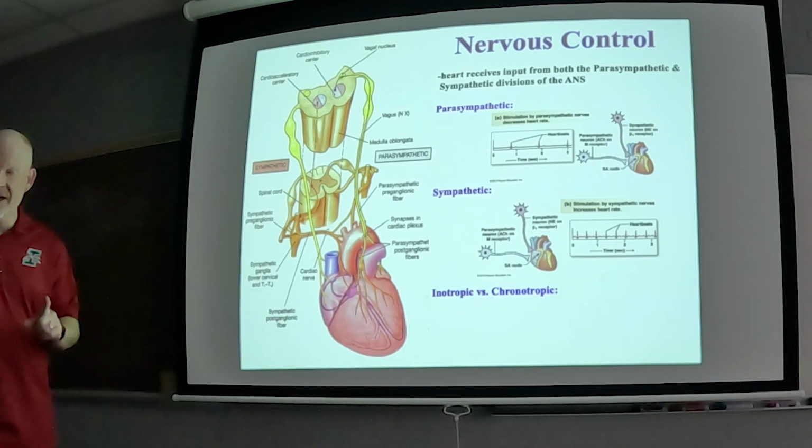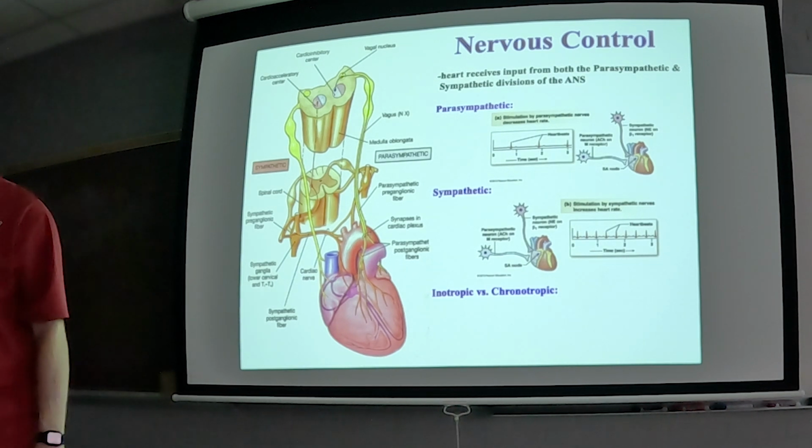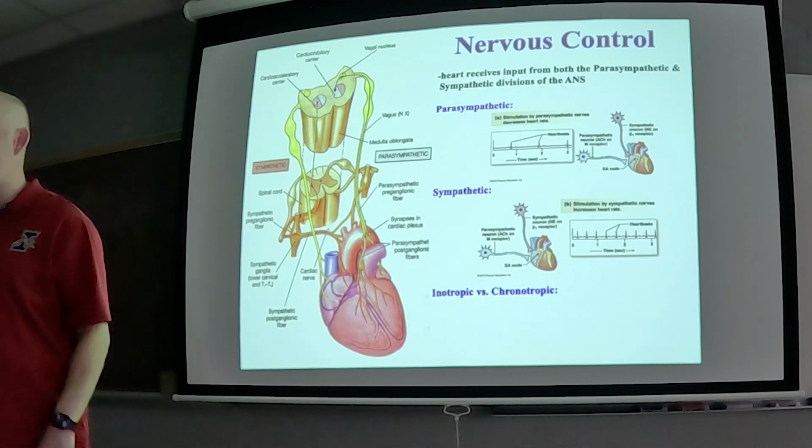So you can imagine, if you think about it, we talked about ions, right? Which ions are important here? And depolarizing and hyperpolarizing, right? So the chronotropic ions of importance here are going to be mostly potassium and sodium, right? The inotropic is going to be calcium related, because the more calcium you have, the harder contraction is, right?